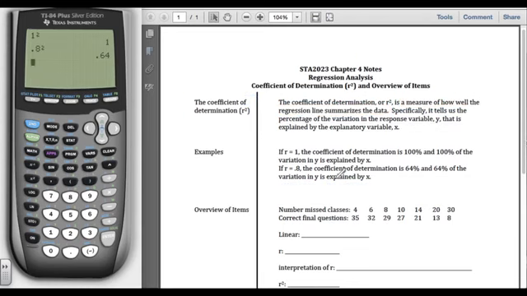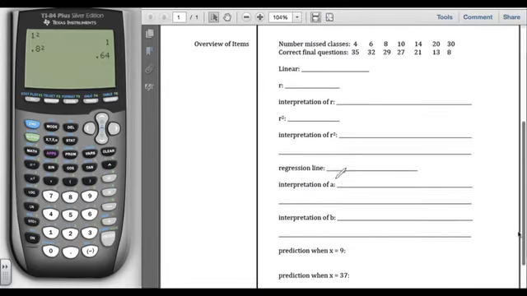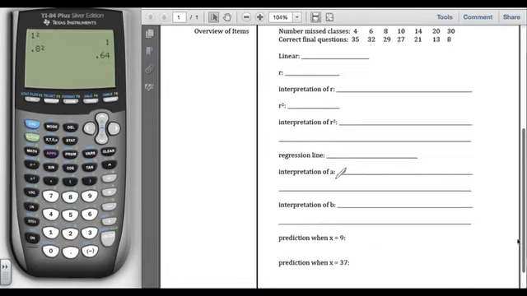Next, let's put everything together in one big example, an overview of what we've discussed so far in chapter 4. Here I have a data set consisting of the number of statistics classes missed by 7 students, as well as the number of questions they got correct on their final exam.